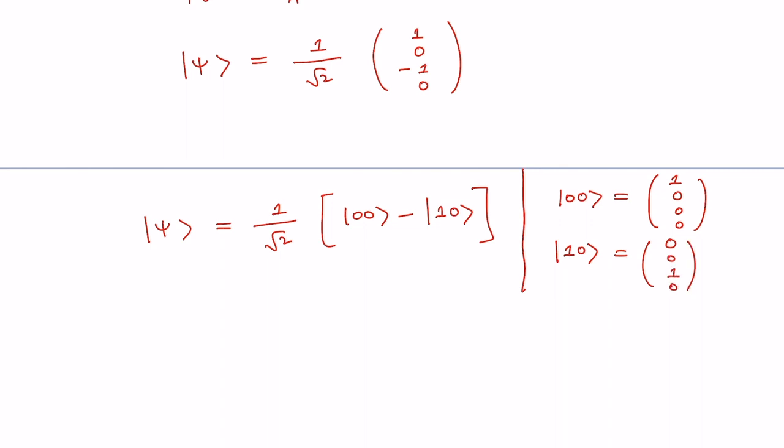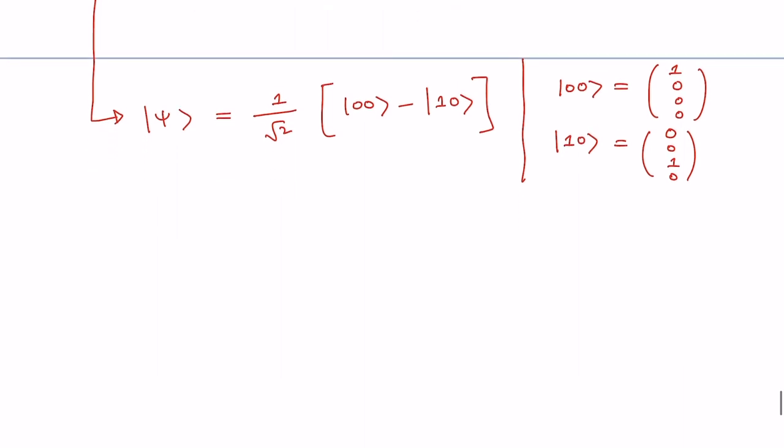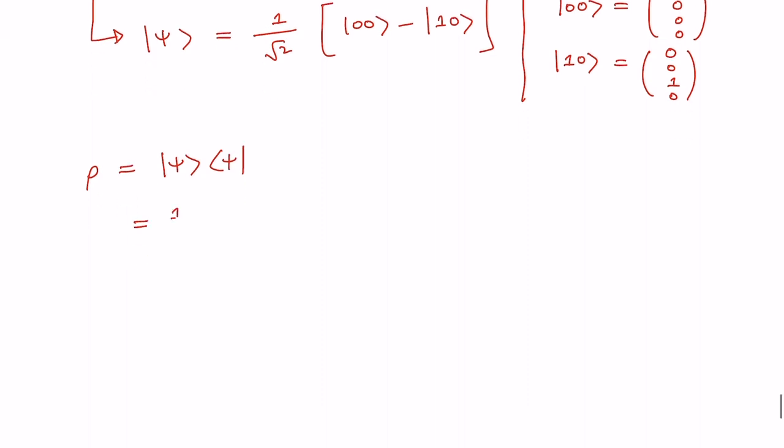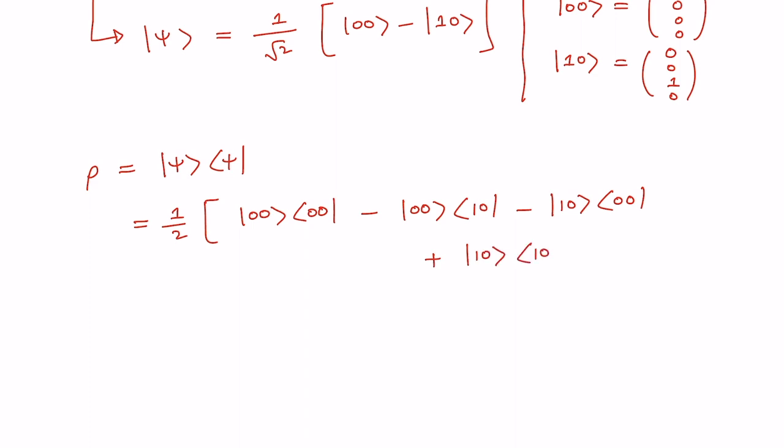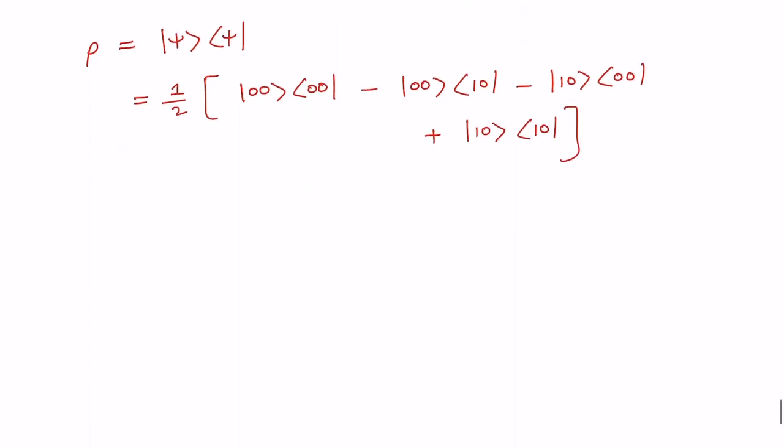Therefore, we can express this state vector in a column in this particular form, and this will help us to write down the corresponding density operator very quickly. The density operator for the composite system would be 1/2 [|00⟩⟨00| − |00⟩⟨10| − |10⟩⟨00| + |10⟩⟨10|]. Okay, and now we have already done so many problems.